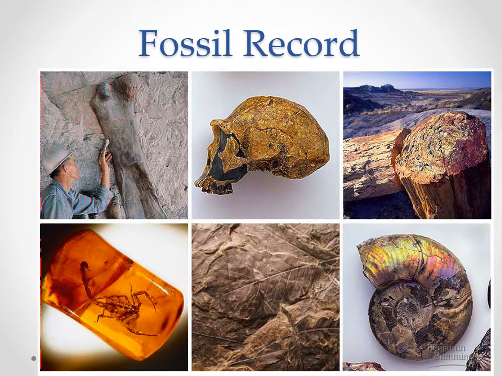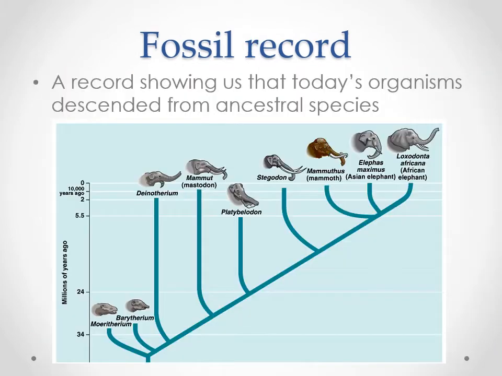So here we see a fossil. We see lots of different fossils, for example. You can see fossils that are stuck in amber, as shown right here with the scorpion. Here's some fossil of some leaves, fossilized wood, a skull, so on and so forth. And we find all of this within the record. It also shows us that today's species are descended from an ancestral species.